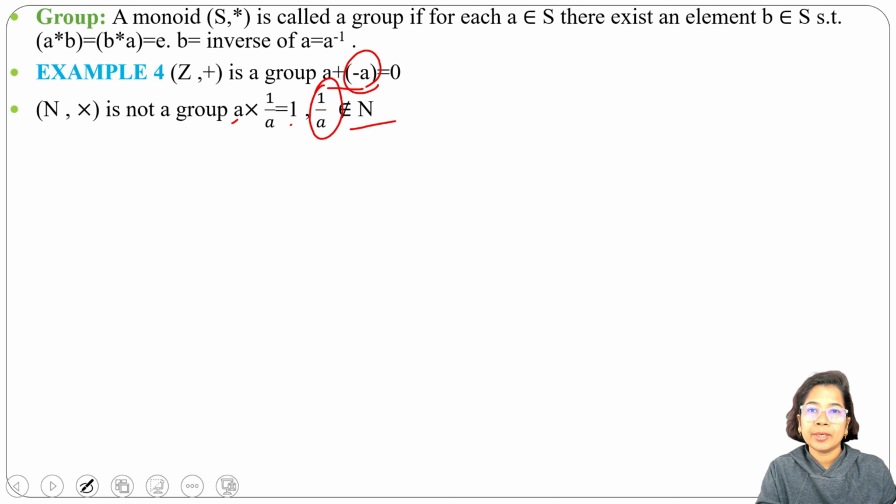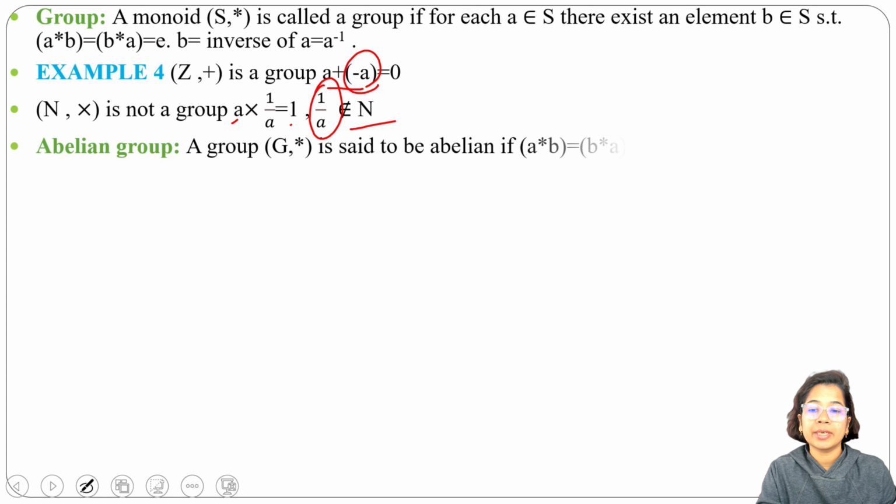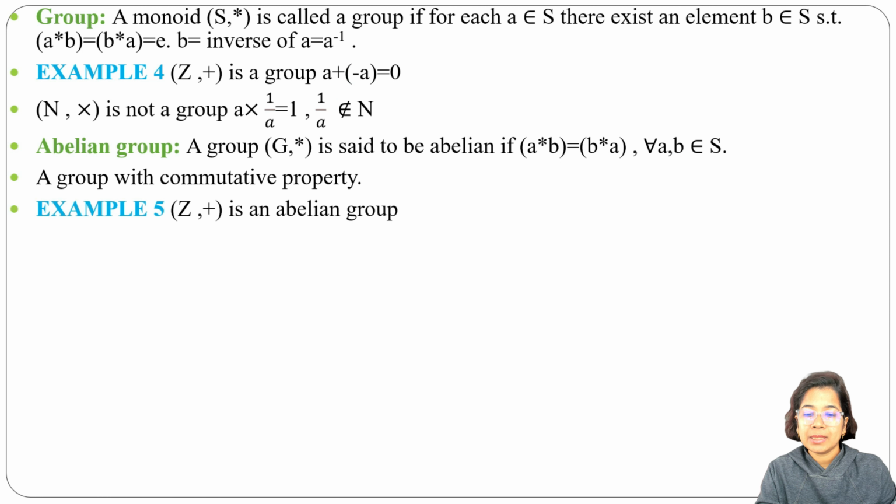Next is Abelian group. A group is said to be Abelian if it supports the commutative property. Means a star b equals b star a for all a, b belongs to S. Now an example, Z plus is an Abelian group. Here plus is closure, associative, it has the identity, it has the inverse, also it satisfies the commutative property. Hence it is an Abelian group.